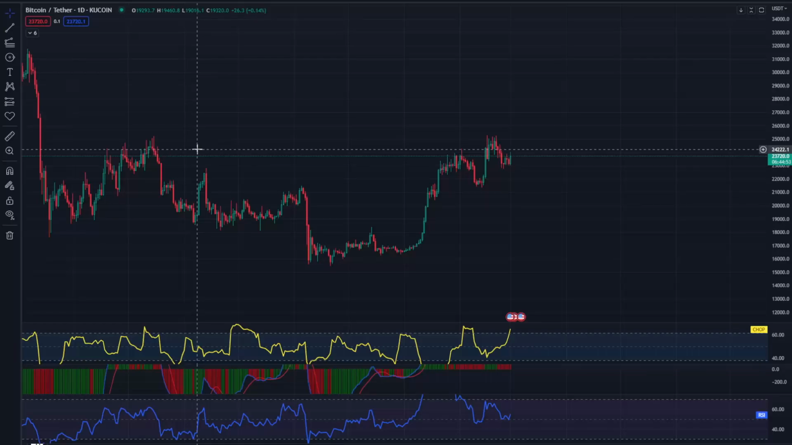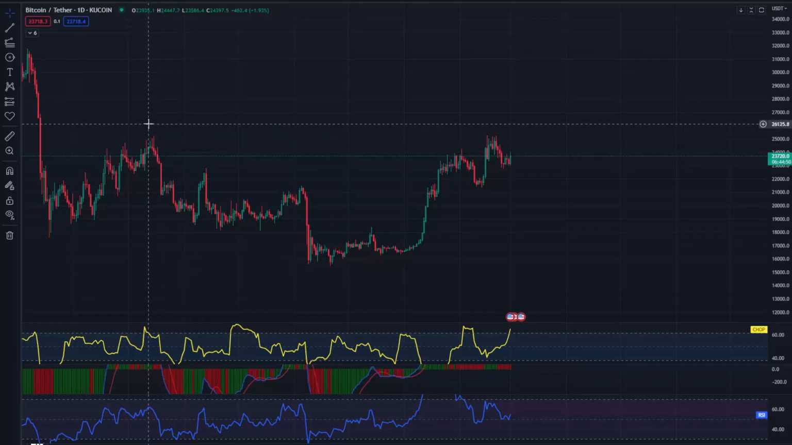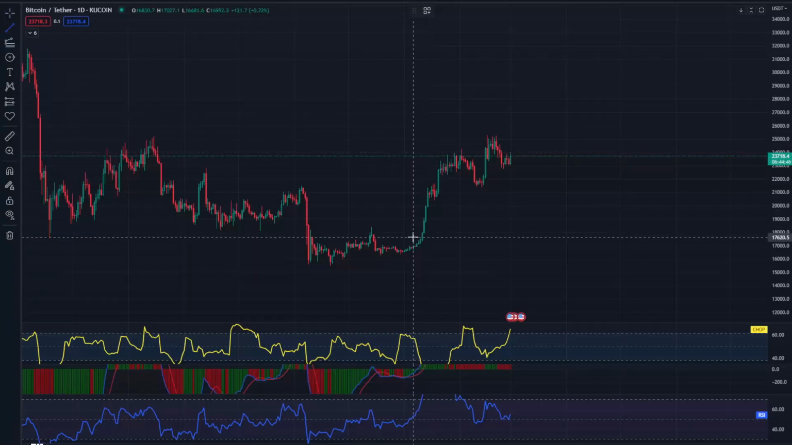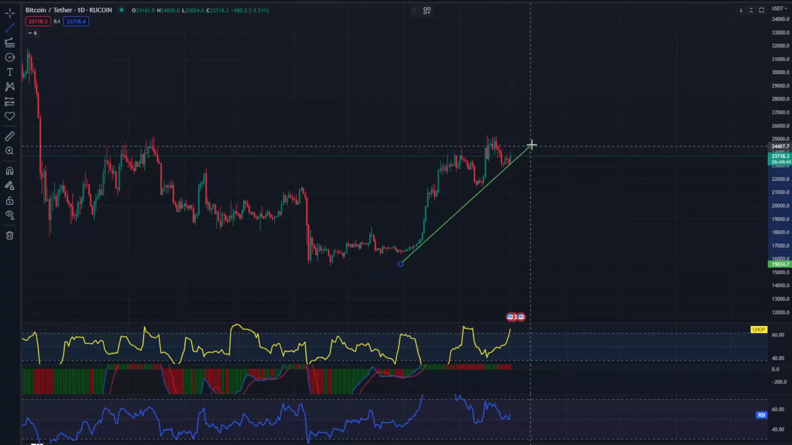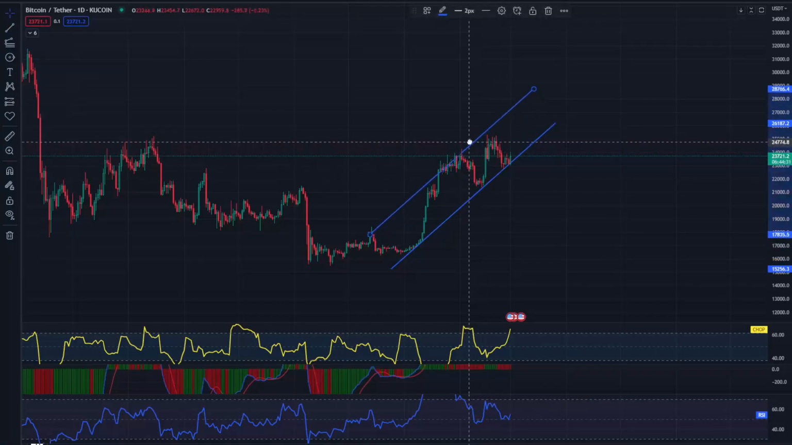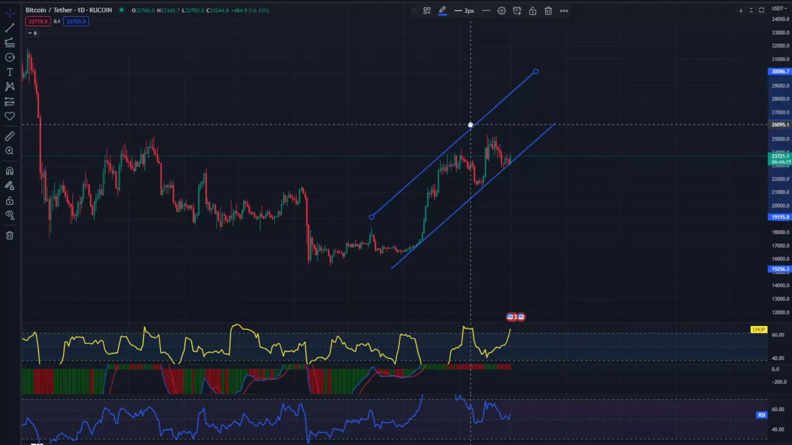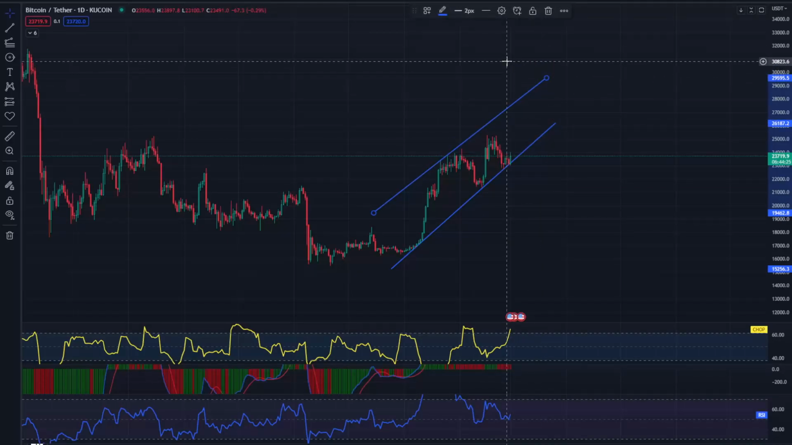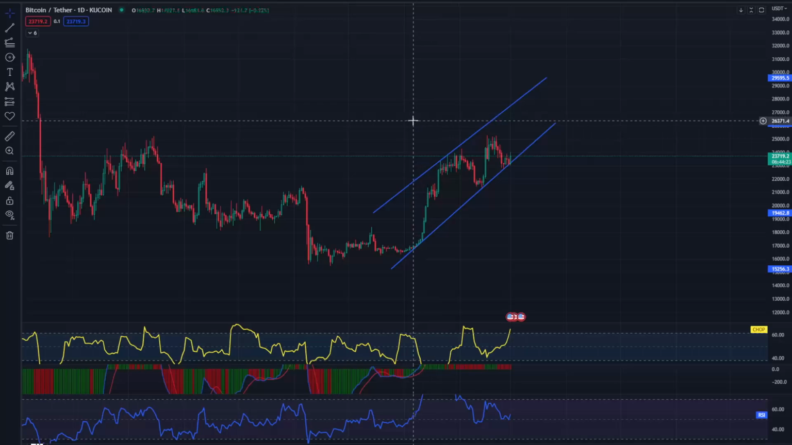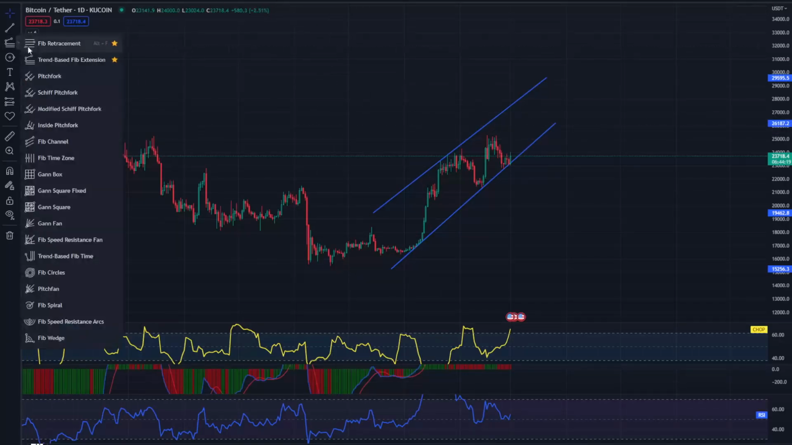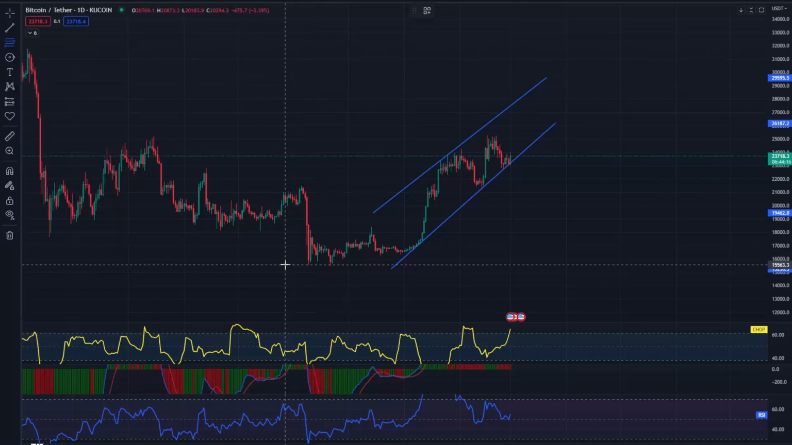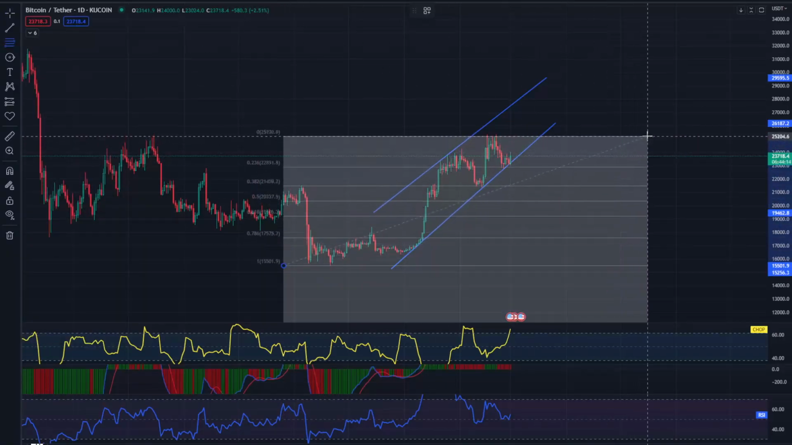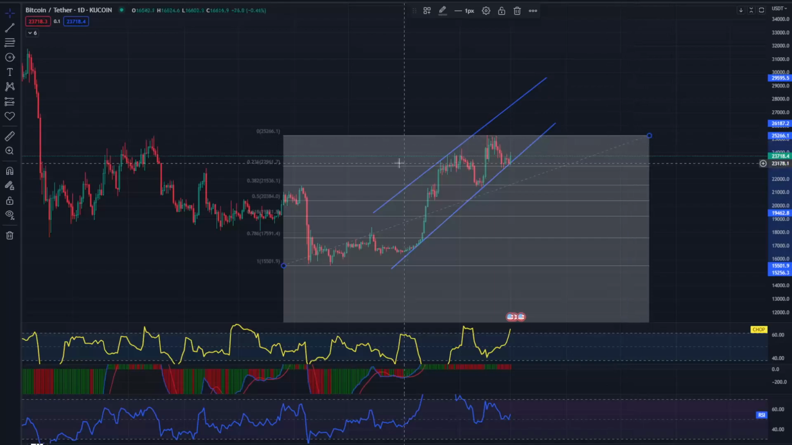Let's start by checking the current situation on the BTC pair to USDT, taking into account the one-day interval. First, we will use the blue lines to mark the uptrend channel in which the BTC price is moving. Now we can move on to marking the places of support in the event of a correction.